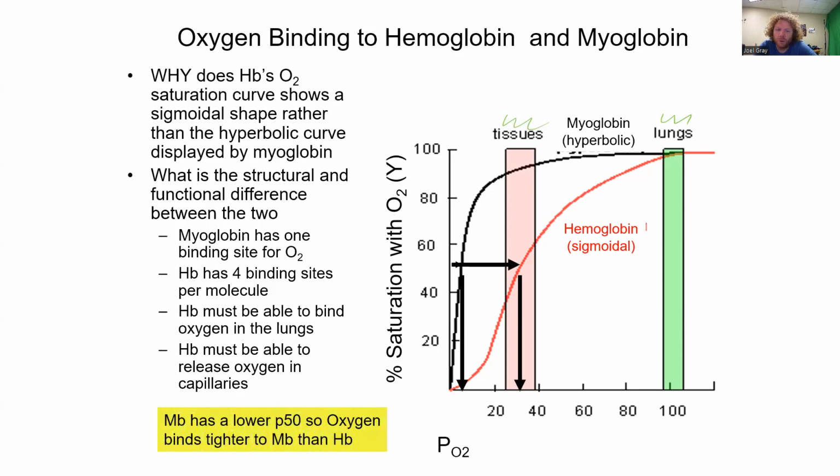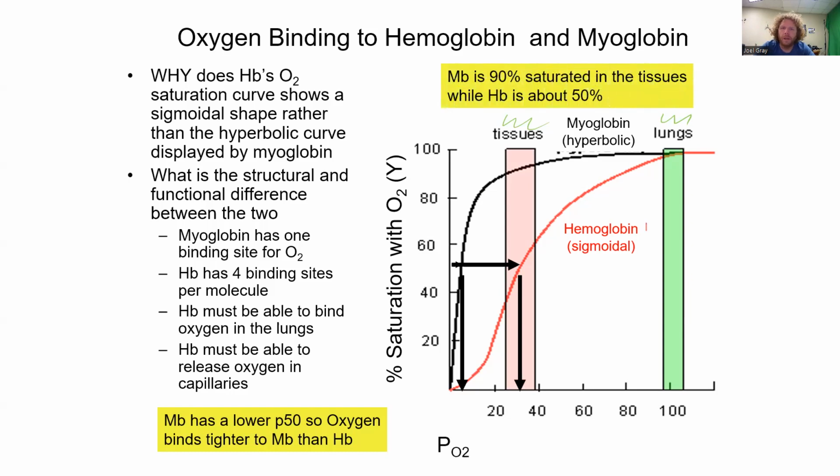Now, myoglobin has a lower P50. The oxygen binds to myoglobin tighter than it binds to hemoglobin. That is one of the 2 most important things that I want you to take away from this slide. And the second is that the shape of these curves is influenced by the makeup of those proteins, a monomer versus a tetramer. Myoglobin is basically 90% saturated in the tissues, while hemoglobin is just 50% saturated.